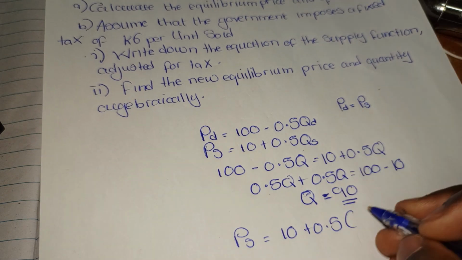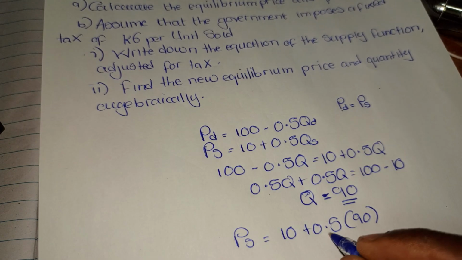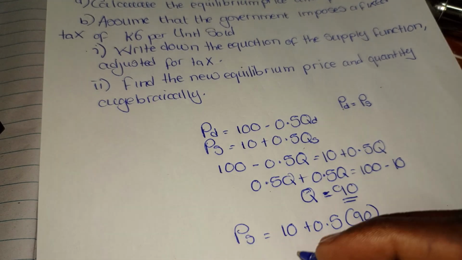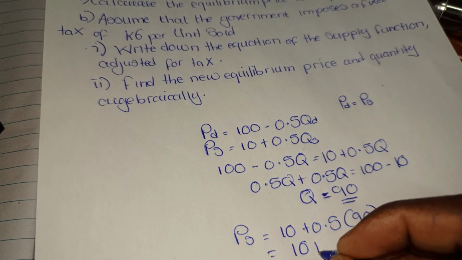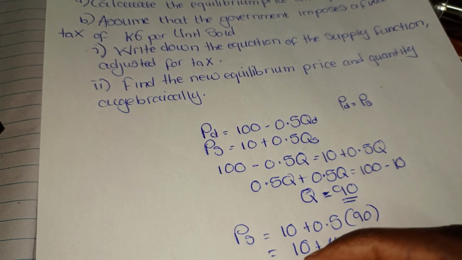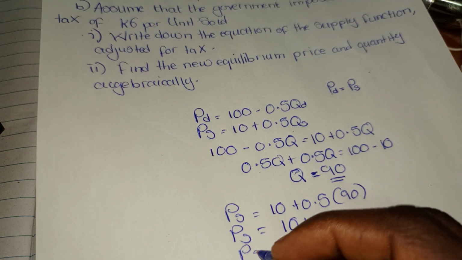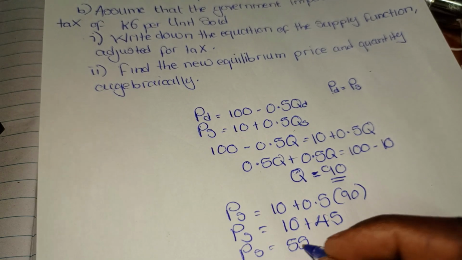So PS is equal to 10 plus 0.5. Then we multiply the 0.5 with the 90. So when you multiply, you will get your answer to be 45. Then when you add 45 plus 10, you will get your answer to be 55.